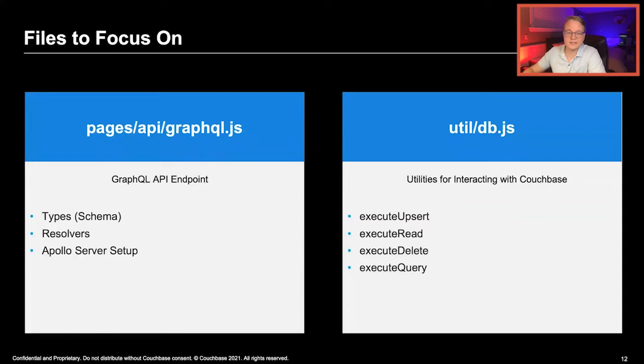The other file is this utilities/db.js file. And that's the file where we'll handle all the logic for completing data operations and manipulations on our Couchbase instance. It includes four functions for upserting, reading, deleting, and querying for documents.